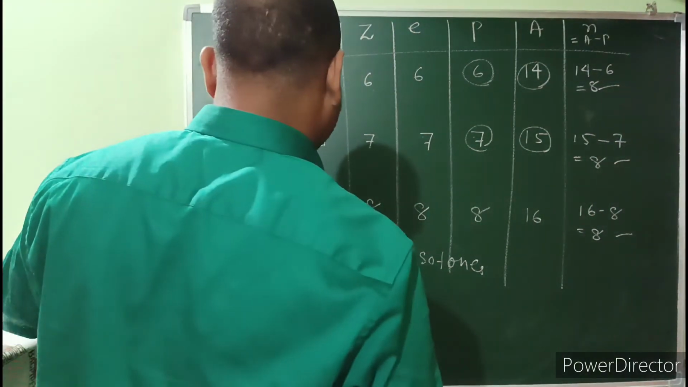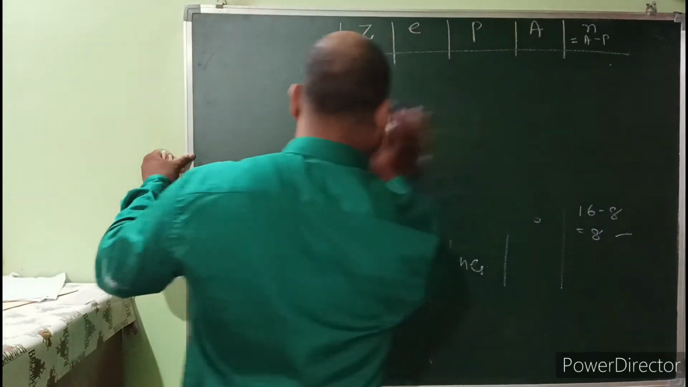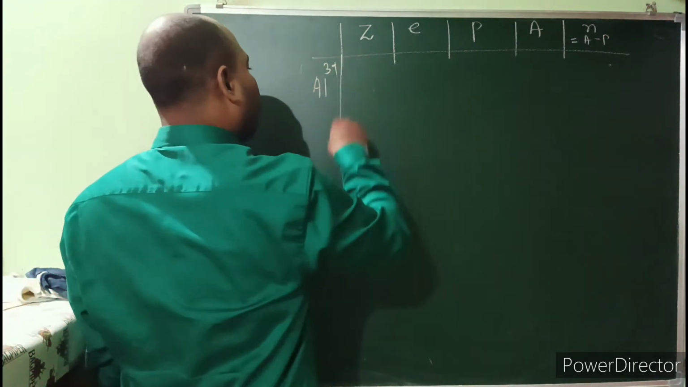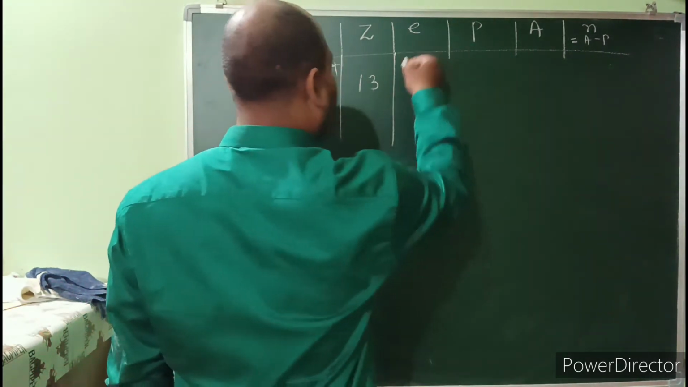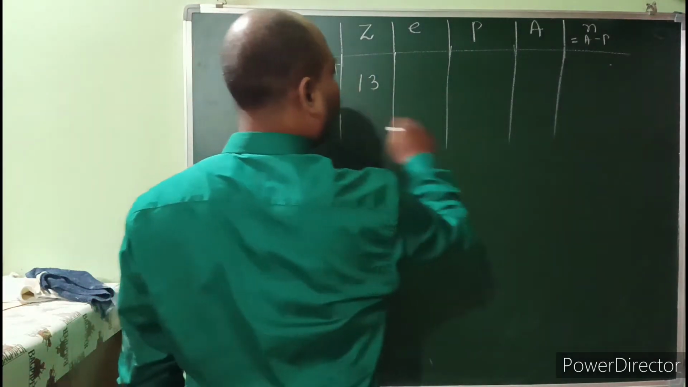Okay, now we will find the subatomic particles for aluminum 3+. We know that aluminum has atomic number 13 and mass number 27.